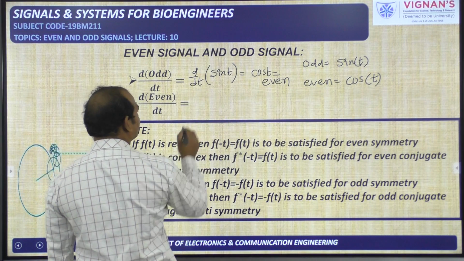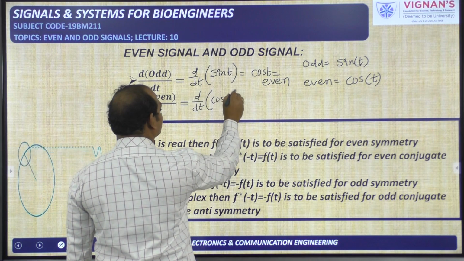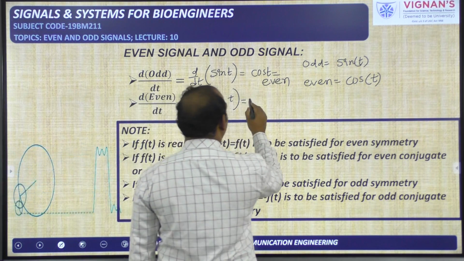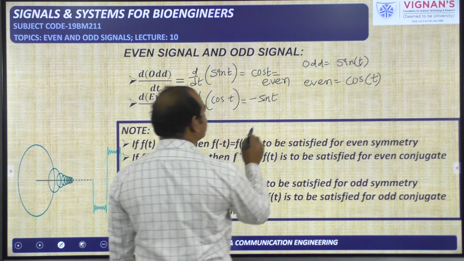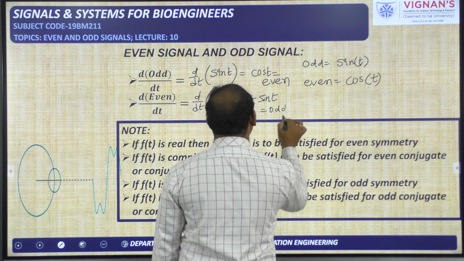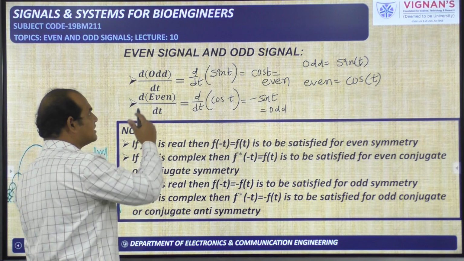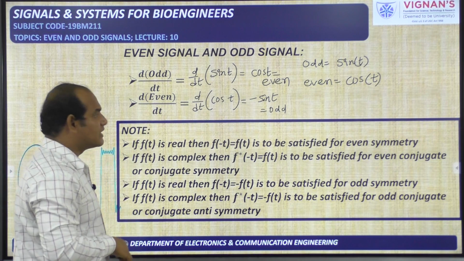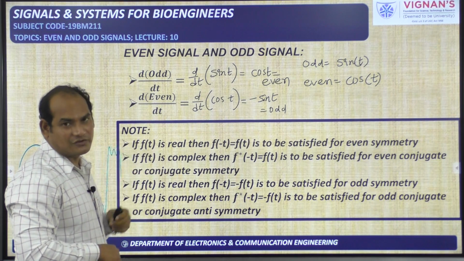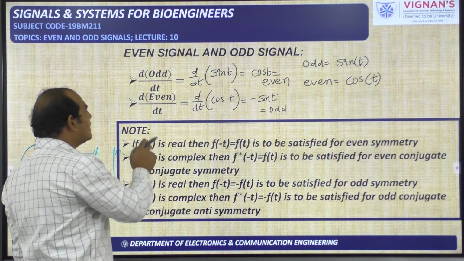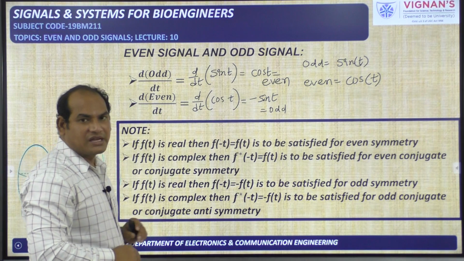Next, the derivative of even. That means d by dt of even is cos t. We know the derivative of cos t is minus sin t. So here the nature of the signal is sin t, and that is an odd signal. So what result did you get here? Odd. So if you take the derivative of an odd signal, you will get an even signal. The odd signal is converted to an even signal by performing the derivative, and the derivative of an even signal is an odd signal. So it is the reverse, and we can simply remember it that way.